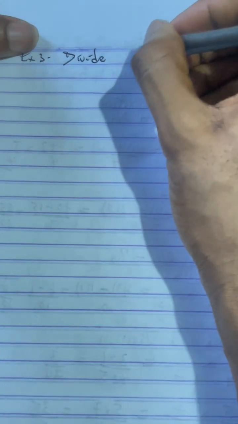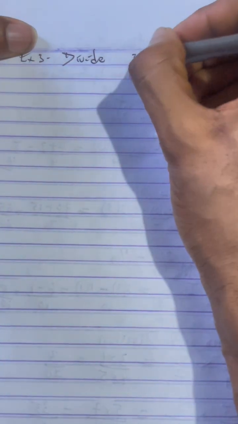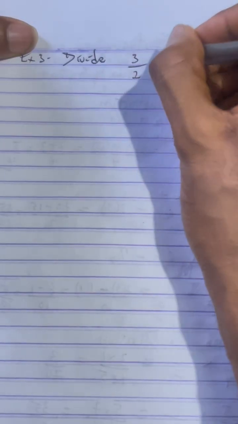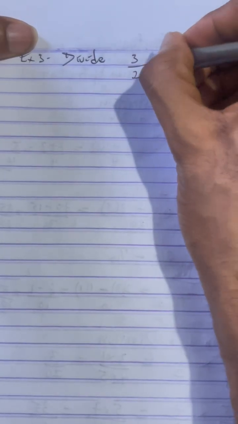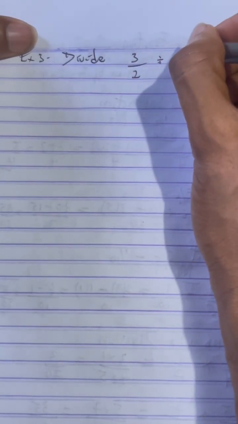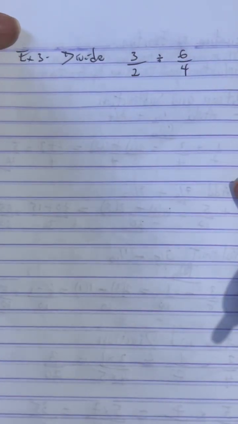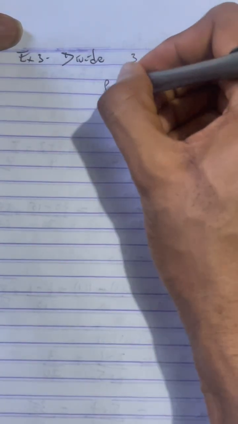So now let's do an example on division. So let's divide 3 over 2 by 6 over 4. Exactly. All right. So solution.